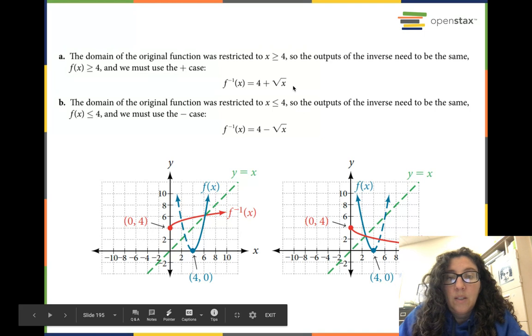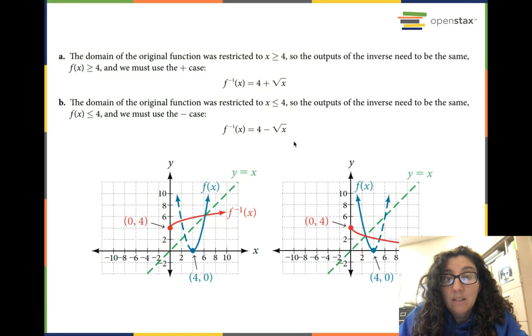So this kind of restates that. If that was confusing, you could pause this and read these two explanations. And we can kind of see what the graphs are going to look like. Right here, if this is our blue function reflected across that line, it's going to be 4 plus the square root of x. That's the original square root of x function shifted up by 4.